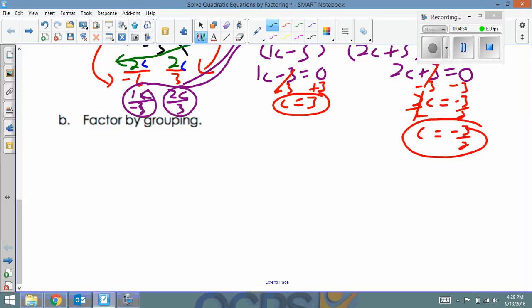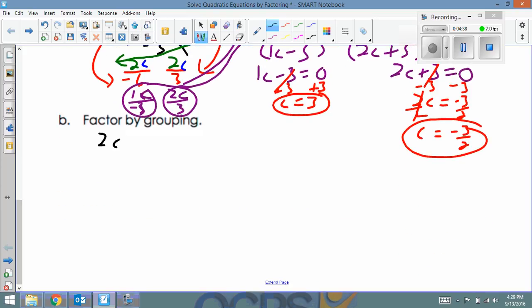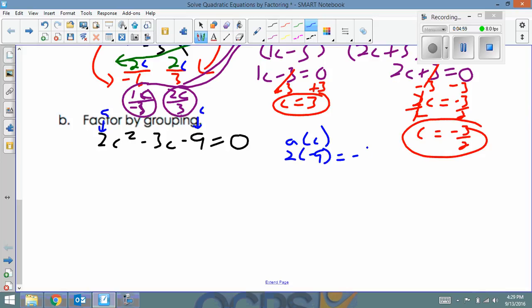Okay? The second method that there is called grouping. So I'm going to take that same polynomial that I had before, that same quadratic. This time we're going to group. And again, we're still going to do our A times C. So again, A in this case is this 2. So remember, this is A, this is C. So A is 2, C is negative 9, so that's going to give me negative 18.